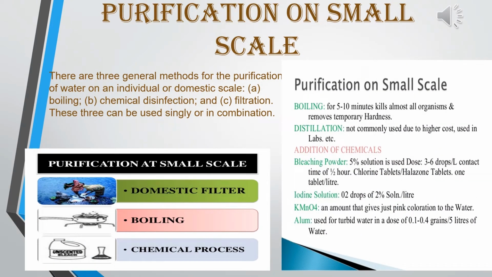Now, purification on small scale. There are three general methods for the purification of water on an individual or domestic scale, that is small scale. Boiling, chemical disinfection and filtration. These three can be used singly or in combination. See the first diagram, purification at small scale, domestic filter, boiling, chemical process, means everything you can do at your home.